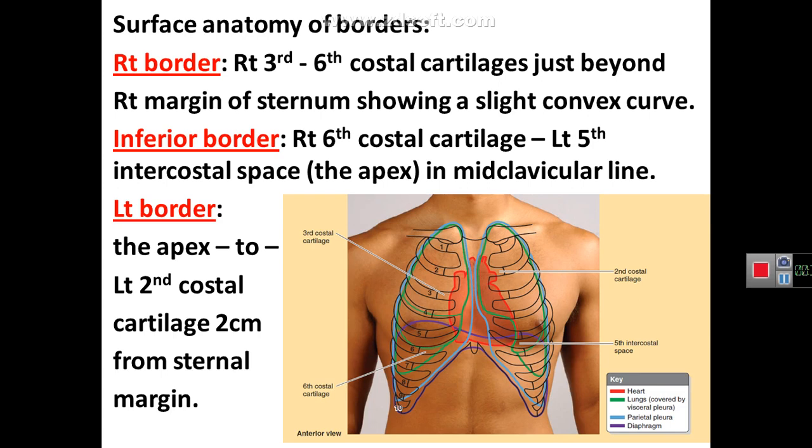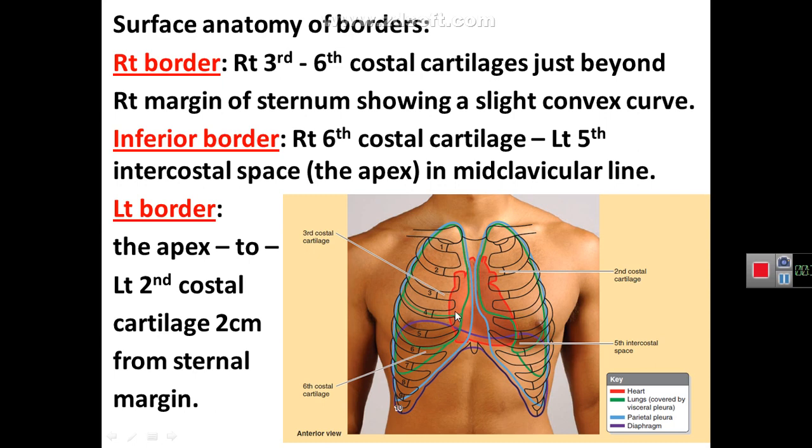Surface anatomy of the heart is also an important subject in clinical practice. From the anterior aspect, you may draw the borders of the heart, the right border, the left border, and the inferior border on the chest wall by joining the following points. Starting with the right border. The right border, which is this one, is drawn by a curved line extending from the right 3rd costal cartilage to the right 6th costal cartilage. This curved line is just at the sternal border.